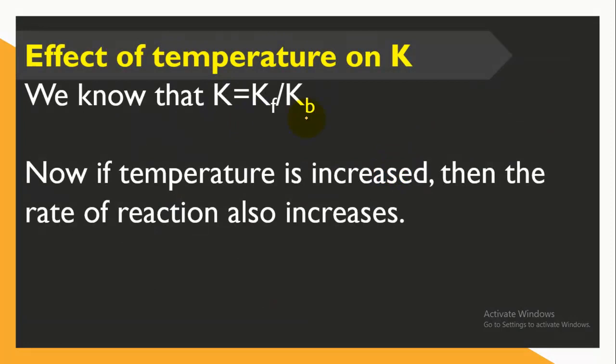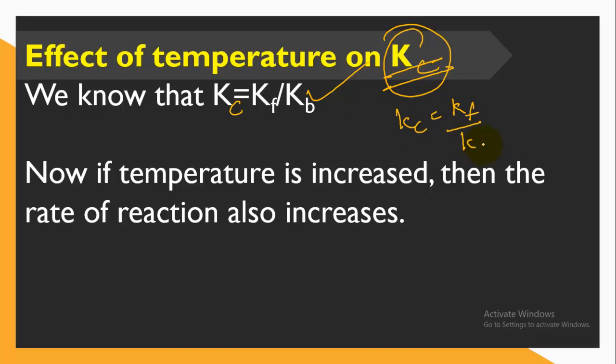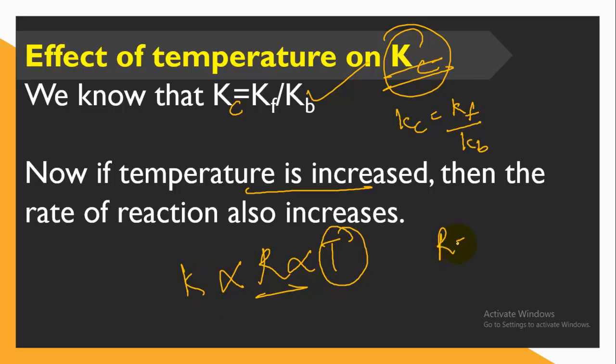Now let's study the effect of temperature on the equilibrium constant. We know that Kc is equal to the rate constant for forward divided by the rate constant for backward reaction. Now, if temperature is increased, we know that rate is directly proportional to temperature, because when temperature increases, the molecules possess more kinetic energy, they undergo more effective collisions, and the rate automatically increases. And we also know that rate depends upon K, because in the expression for reactants or products we make use of K, which indicates that they are directly proportional.